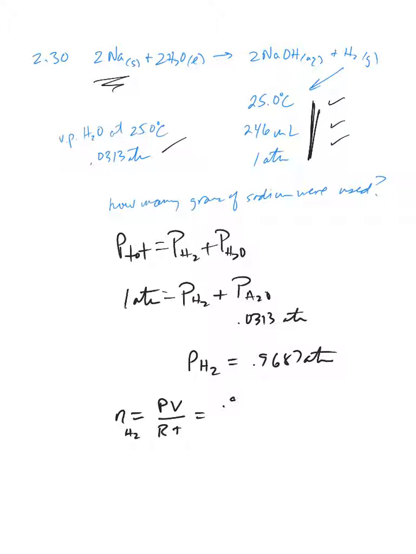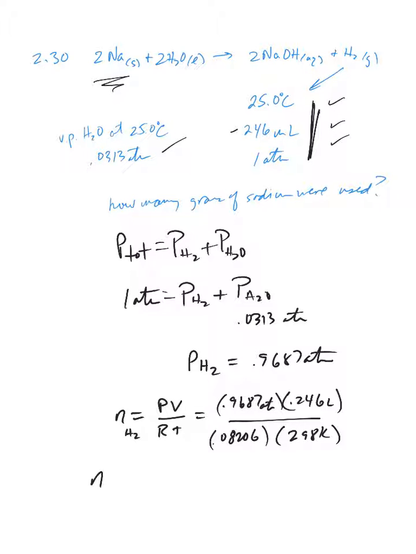The pressure of the hydrogen is 0.9687 atm. The volume was given to me in milliliters, so I'll just do a little transfer of the volume right there to liters. The gas constant we should know very well by now, and the 25 degrees Celsius needs to be converted to Kelvin, 298 Kelvin. The moles of hydrogen, churning through this, ends up being 0.00974, mistake there, 0.974 moles.